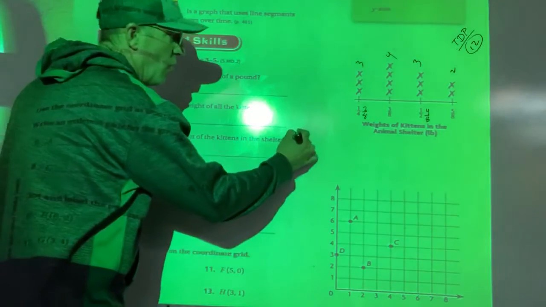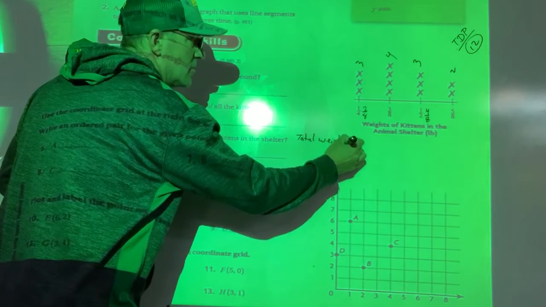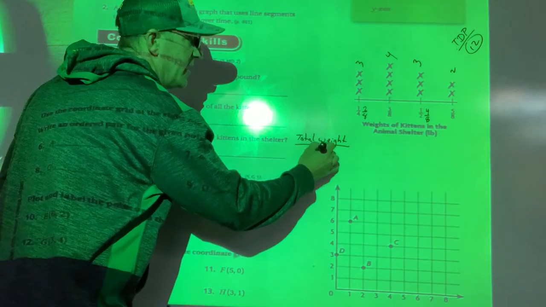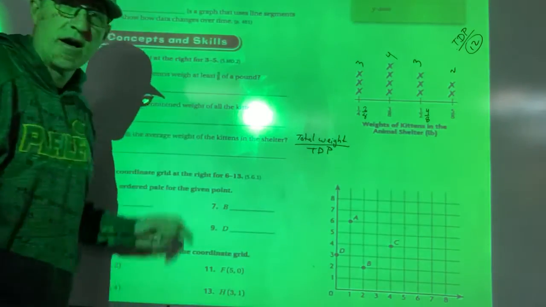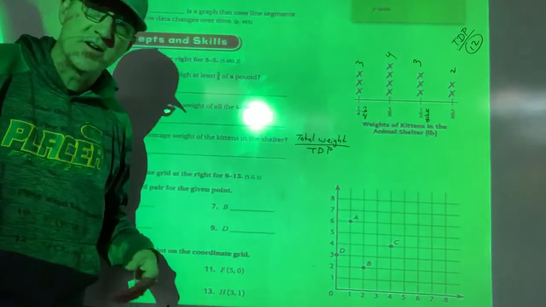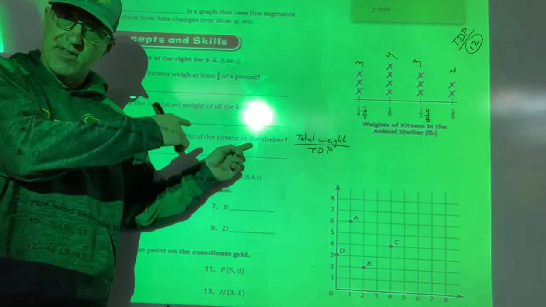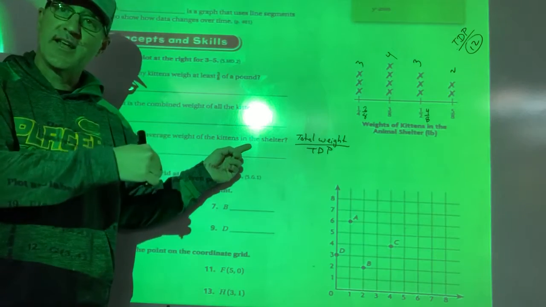It's total weight over my TDP. Over how many data points do I have? I add them all up and I divide them by the number of data points I have. Been a while since we did that, but you can rewind this, watch it again if you didn't get that the first time.